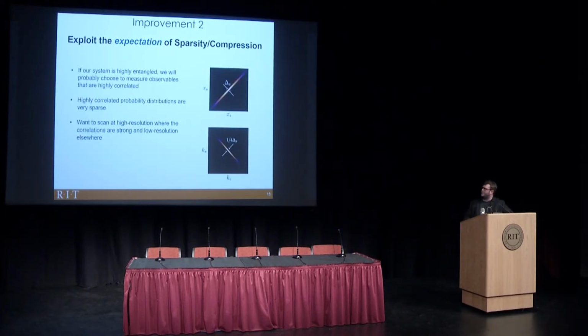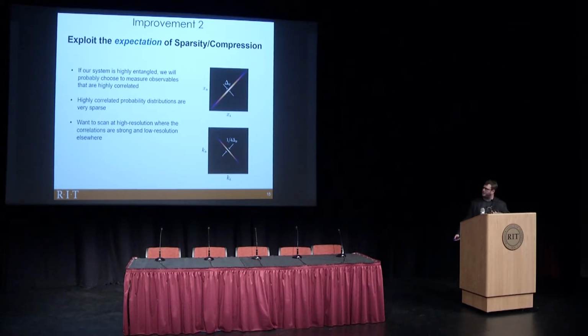So the second improvement we're going to do here is exploit the expectation of sparsity. These pictures should look very similar to the ones you saw from Andy in the last talk. He was talking about time and frequency. Here I'm using position and momentum instead, transverse position and momentum, but they're all equivalent. So if our state is entangled, we're going to expect these distributions to be very sparse. Positive position correlations and momentum anti-correlations.